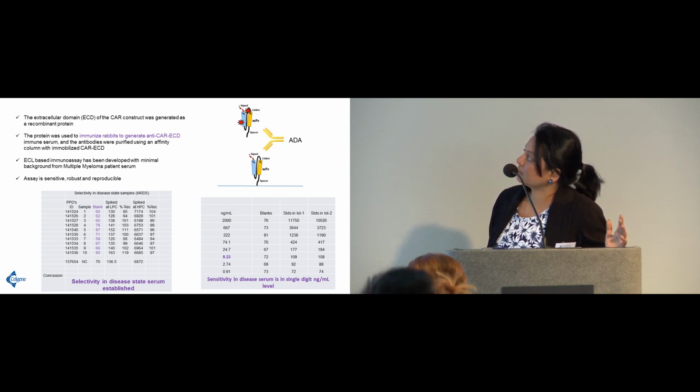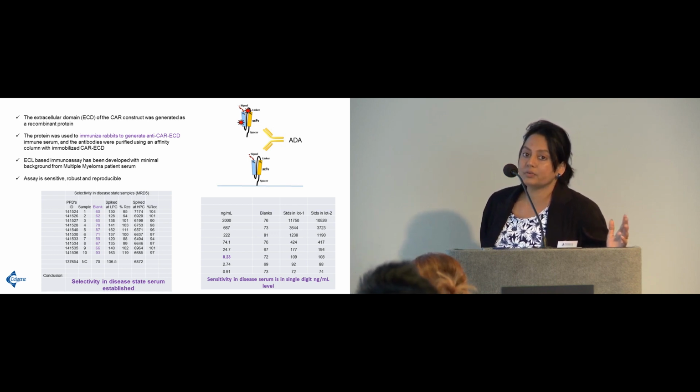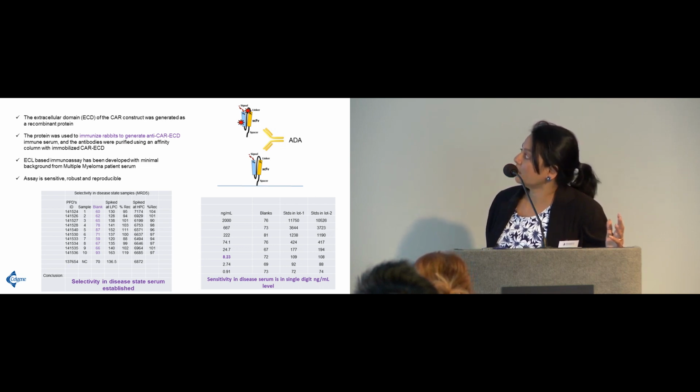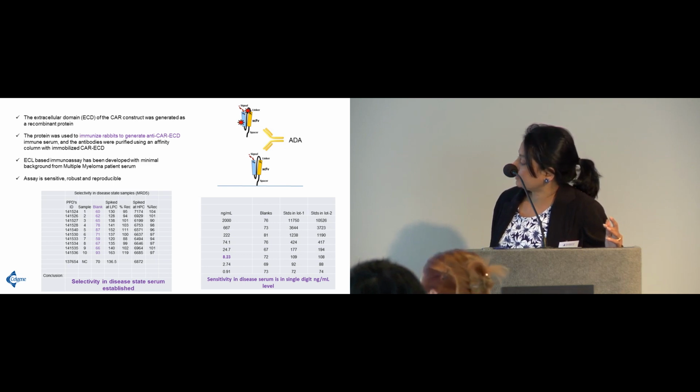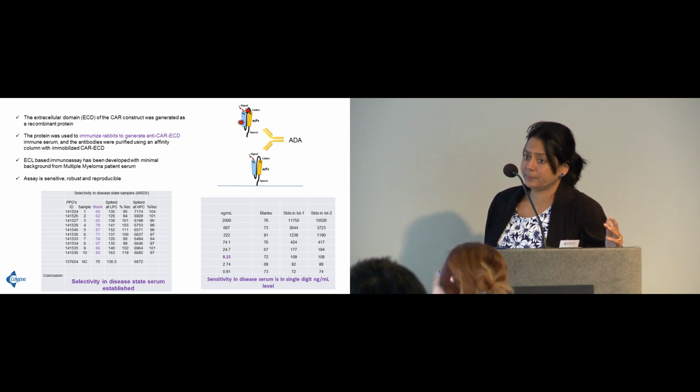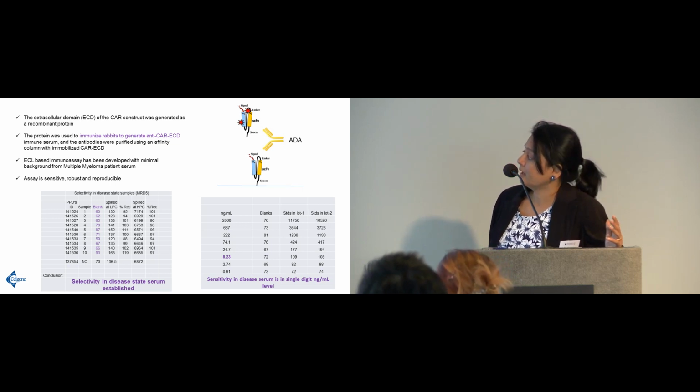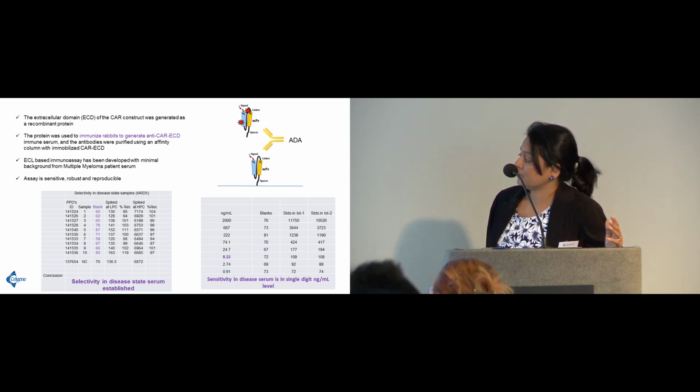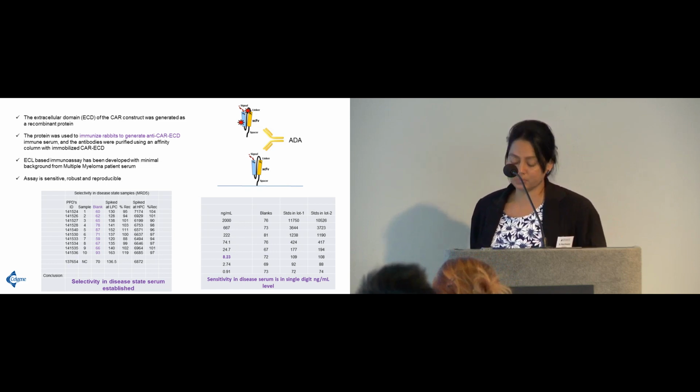You can see here, we also generated a polyclonal affinity purified rabbit anti-ECD positive control antibody, which was of higher quality than what we were dealing with before. Together we were able to get a highly selective, highly sensitive assay. The sensitivity was in single-digit nanogram ADA, and it was selective in disease state serum, which is what we were hoping for.